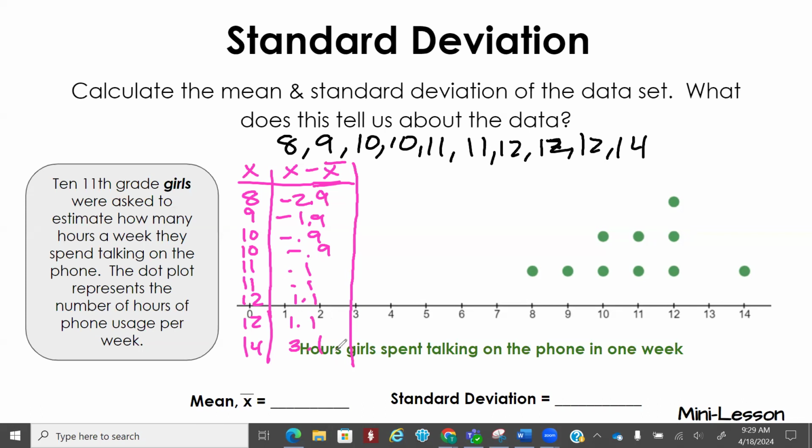Okay, so now that you've done all of that, what you're going to do now is take all of those numbers and square them. So x minus x bar, and we're going to square it. Okay, you should not get negative numbers when you square something. So keep that in mind when you're doing this. Take a moment.